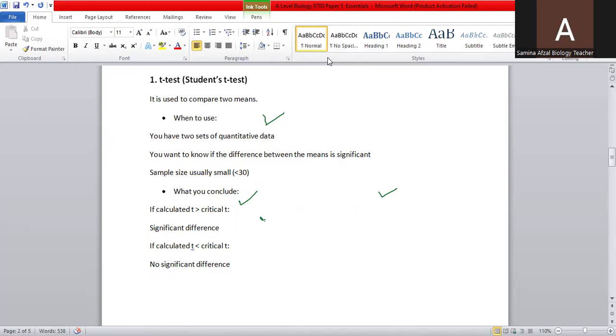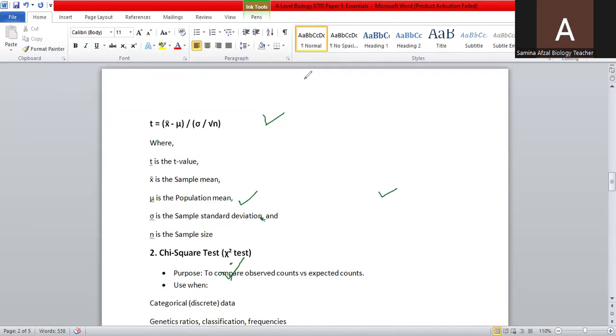But if the calculated value of t is smaller than the critical value, it means no significant difference. Keeping all this in mind, there is a formula to find out the t-test. You don't need to learn these formulas because they will be written in your paper. You can see the formula of the t-test, where t is the t value which you have to find out.